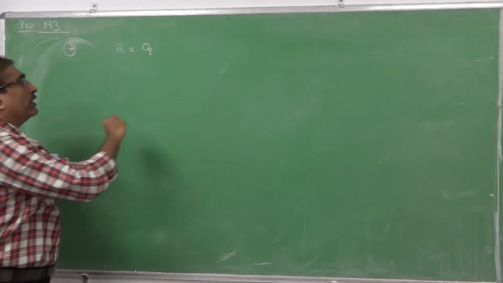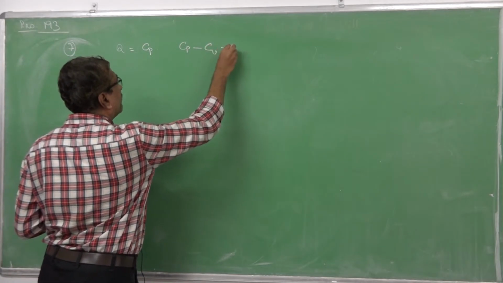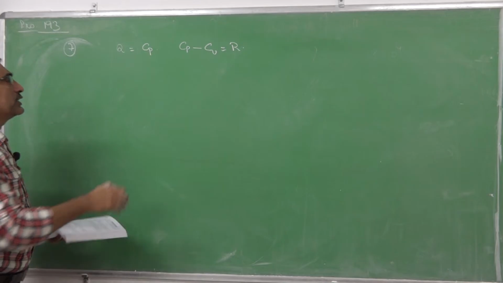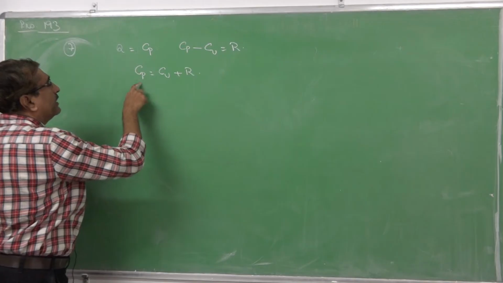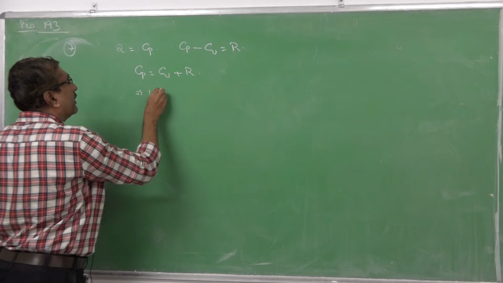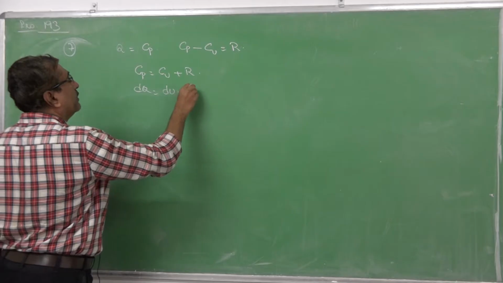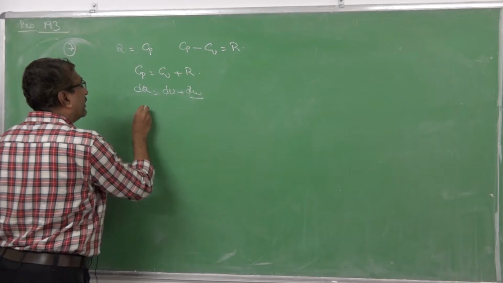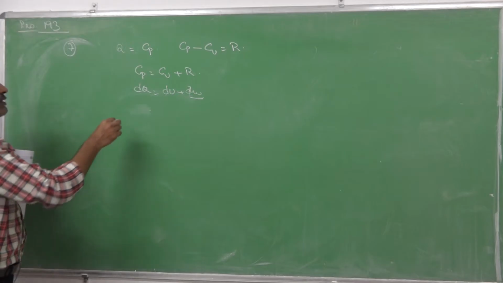For a monatomic gas, Cp minus Cv is equal to R, that we know. Actually Cp is equal to Cv plus R. Comparing with dQ is equal to dU plus dW, work done is equal to R. Now we have to calculate what? Fraction of heat that goes into work. That means W by Q.